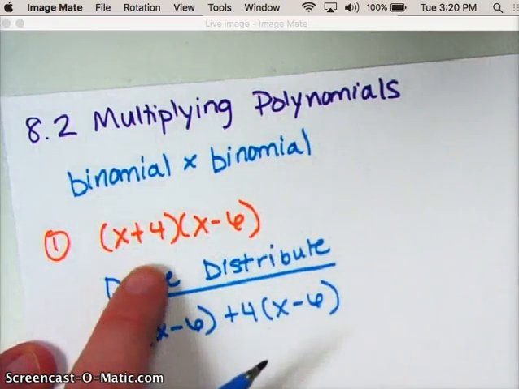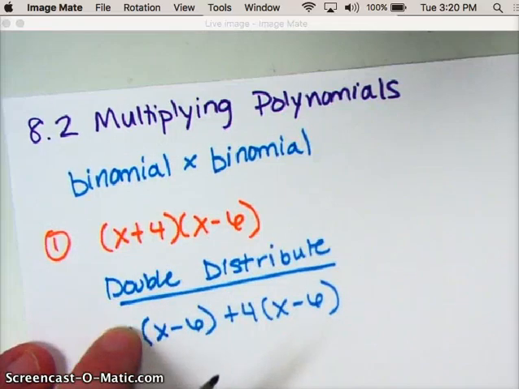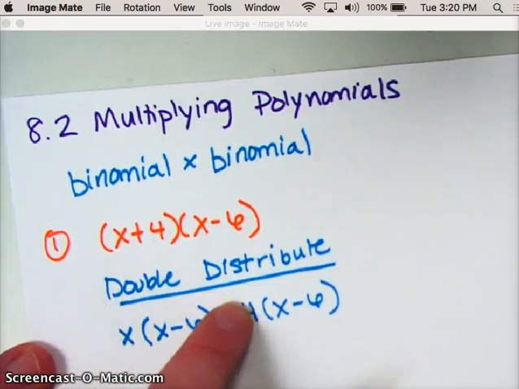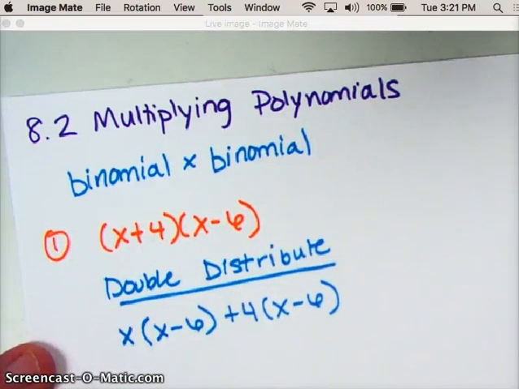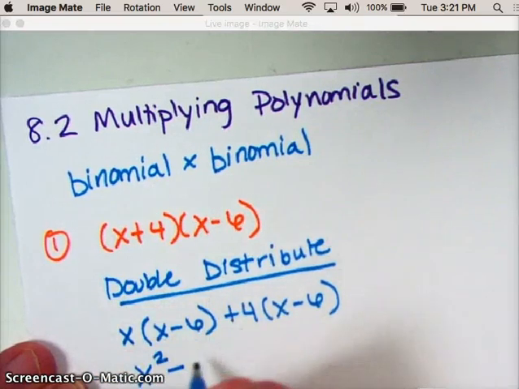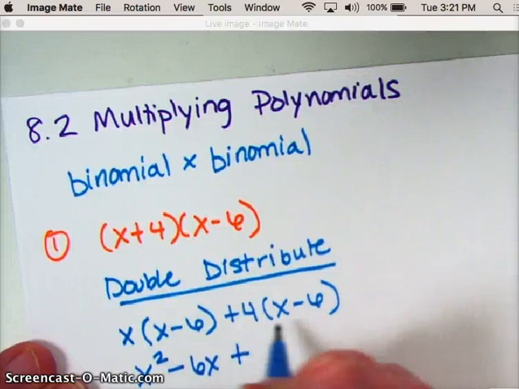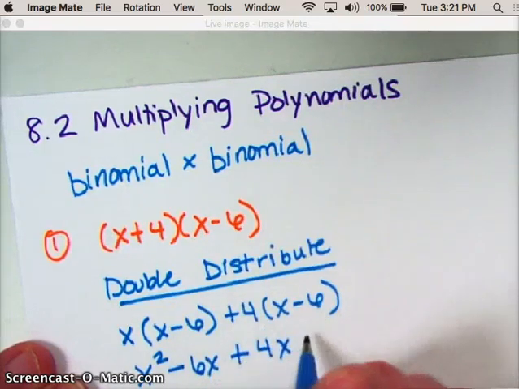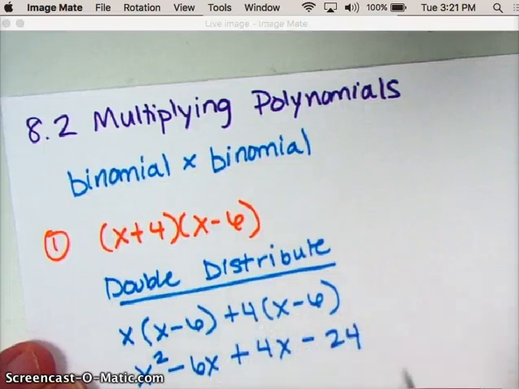Okay. So what we've essentially done is broken up the first binomial and written it as a coefficient in two separate parts. From here, x times x minus 6 is like what we did on Tuesday. It's a monomial times a binomial. So you distribute, or you can use the box method here. So x times x is x squared, minus x times 6 is 6x, plus 4 times x is 4x, and then 4 times negative 6 is negative 24.